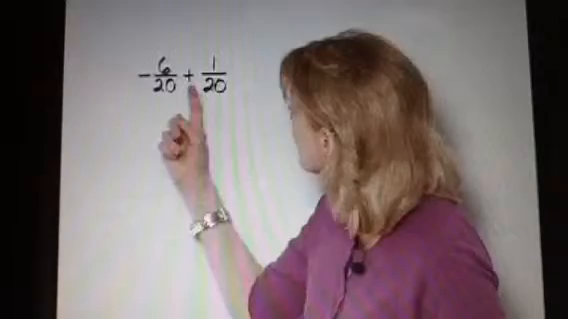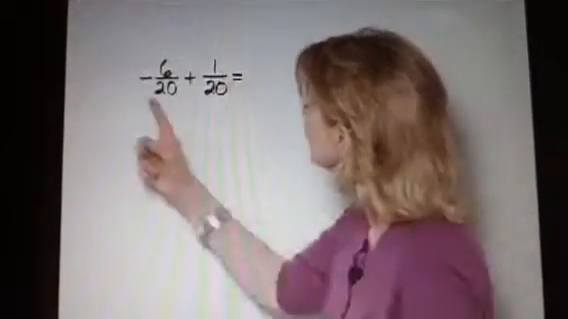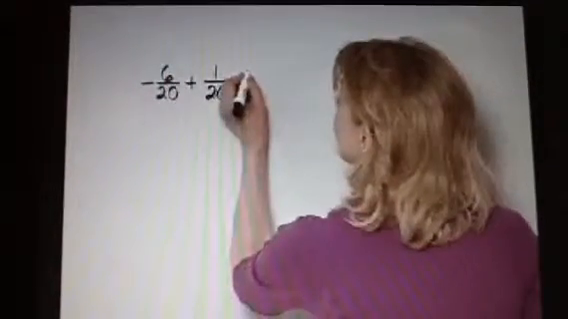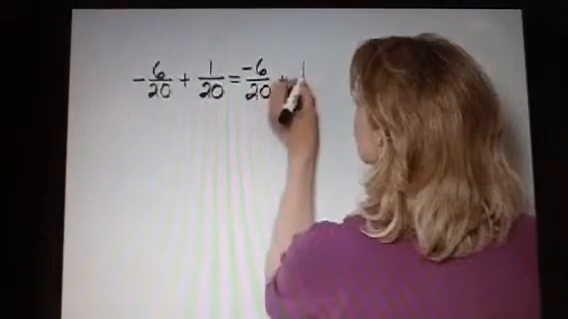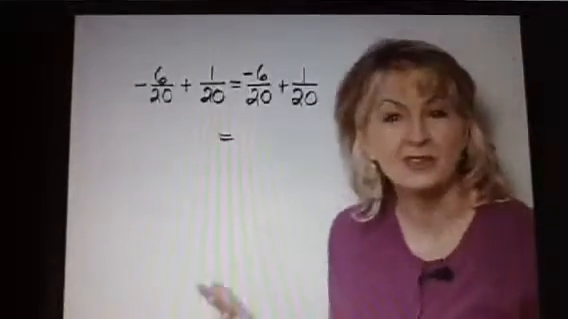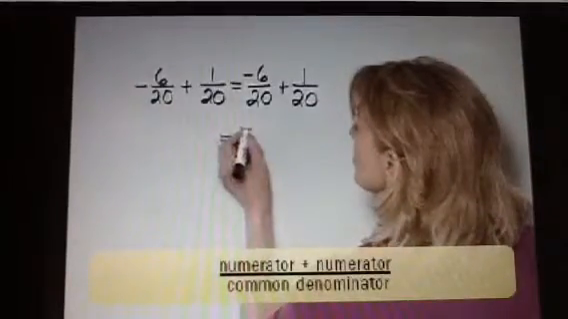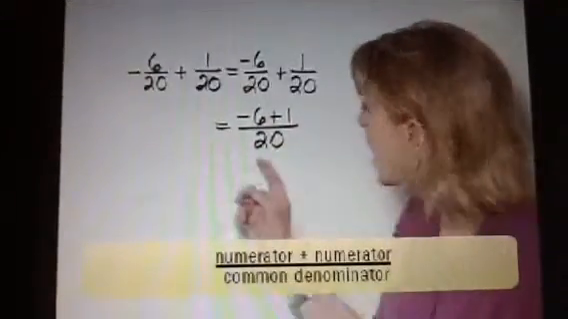Let's again, in this case, add two fractions. I'm adding two fractions, so immediately look at the denominators. The denominators are the same. By the way, this is negative 6/20. I can write it as negative 6 over 20, if you'd like me to show that step. And so what does this become as we add? It is numerator plus numerator over that common denominator.